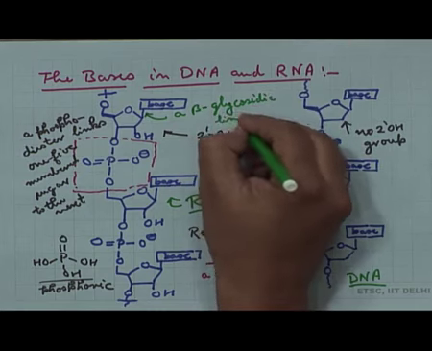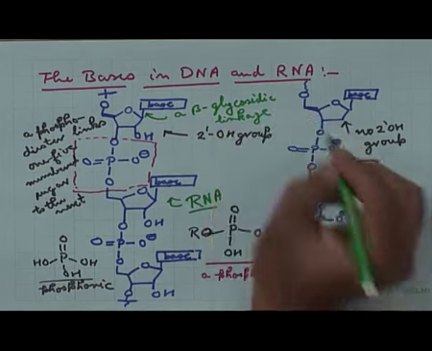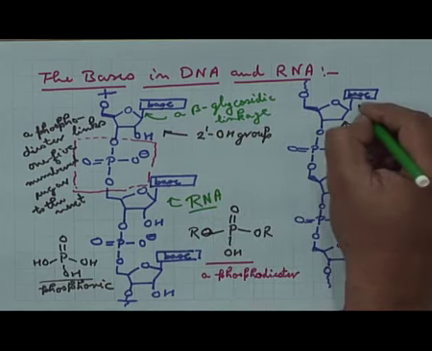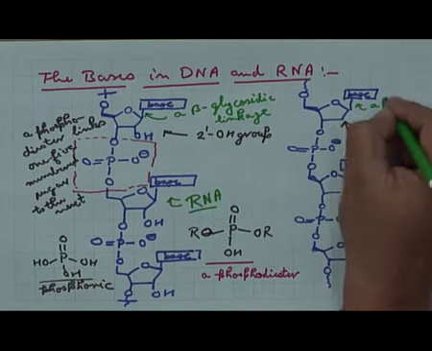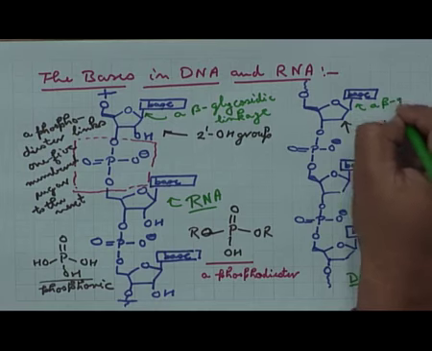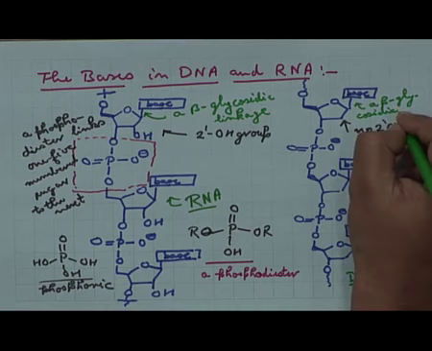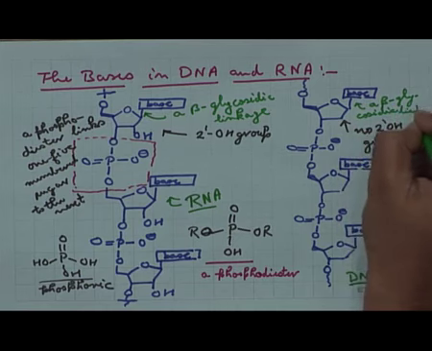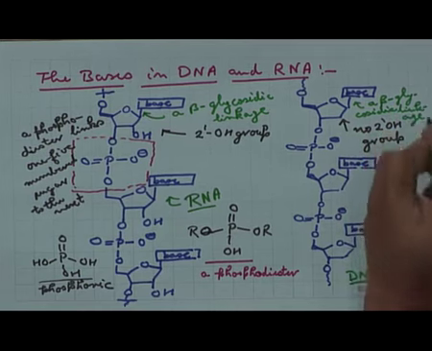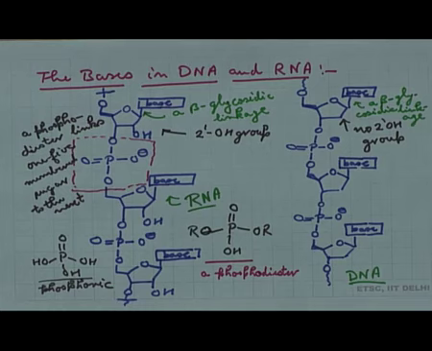Beta glycosidic linkage. Here also it has a beta glycosidic linkage. Beta glycosidic linkage. So, this is the structural backbone for DNA and RNA.